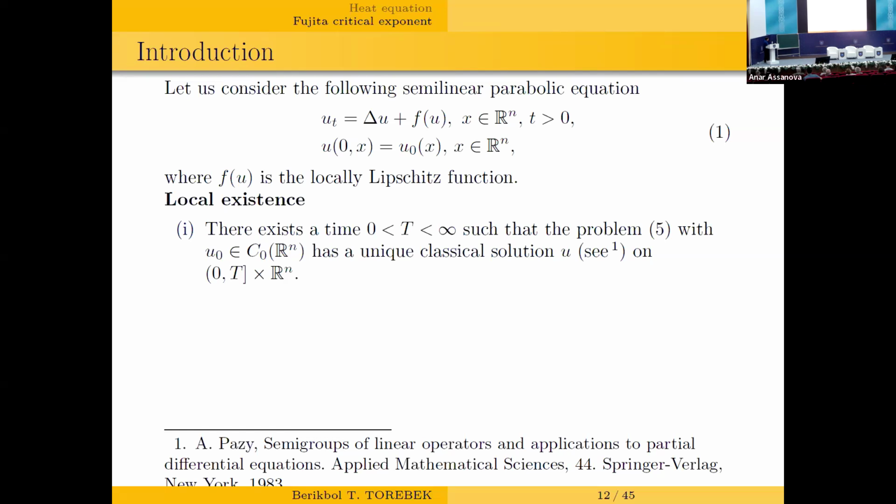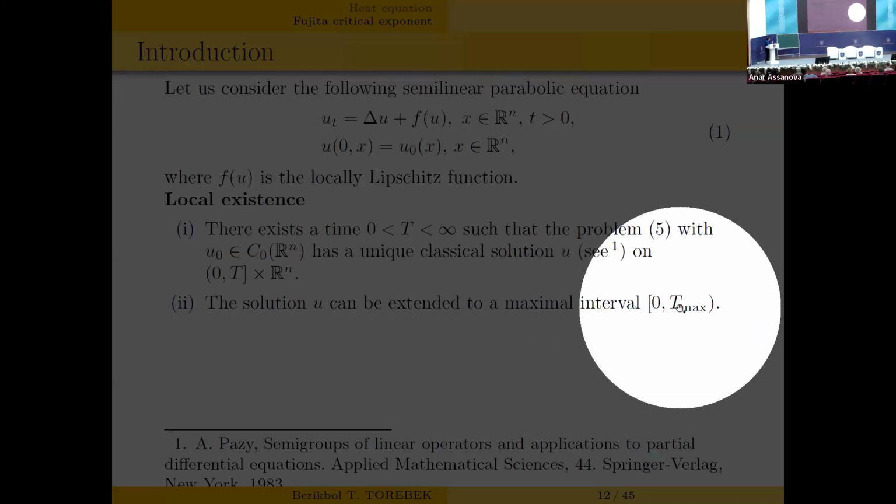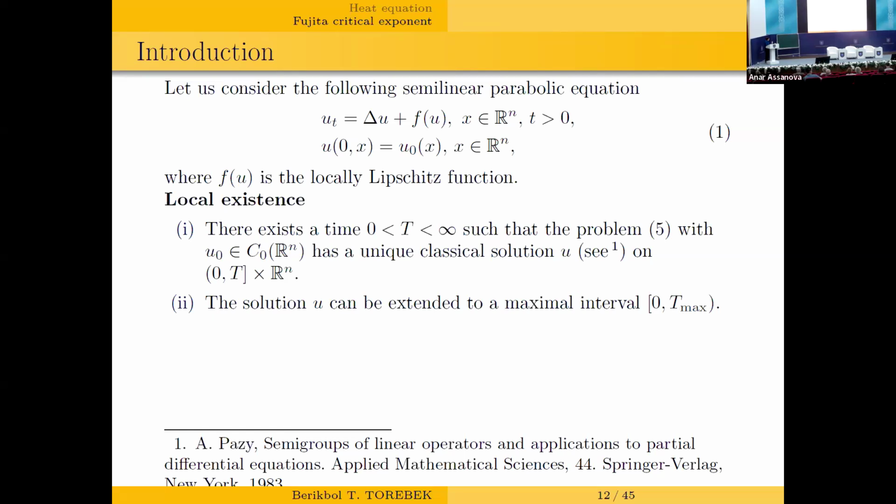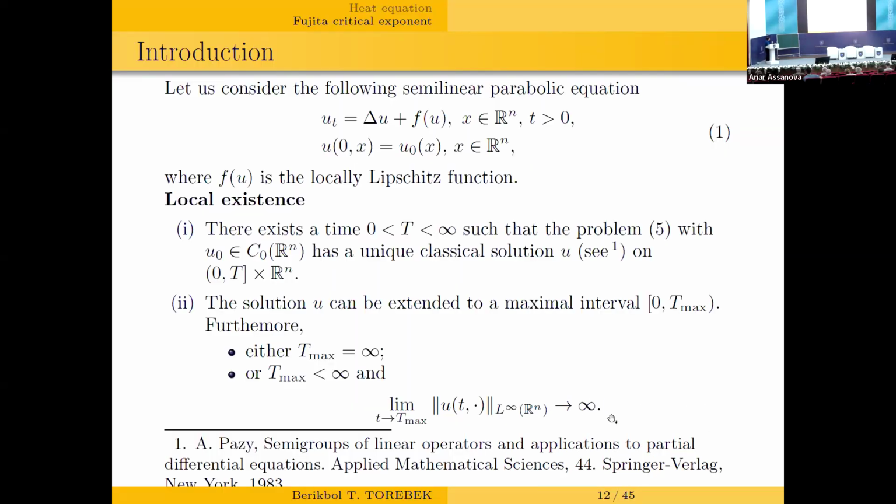And also, using extension theory, it is known that the solution u can be extended up to the maximal interval 0 to T max. Here, T max can be equal to infinity. In this case, we say that the solution exists globally in time. Or if capital T max is some bounded number, then there exists only a local solution. And if t goes to this maximal time, then the norm of u of t, x goes to infinity. Okay, and there arises a natural question: when can we choose the time up to infinity, and when will there be blow-up?